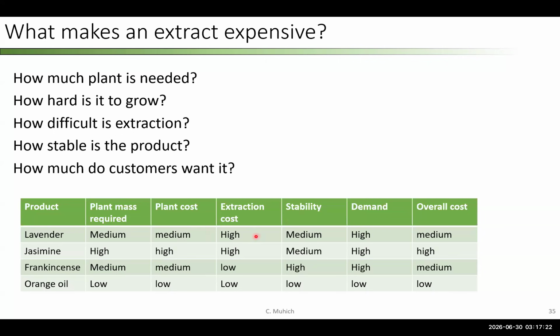What is expensive for lavender is how we can extract that oil. This is usually done through a process called steam distillation, which we'll talk about next time, right? And so this is an energy-intensive process. So the extraction cost is relatively high. And then we have a medium shelf life and there's pretty high demand. This leaves an overall medium cost.